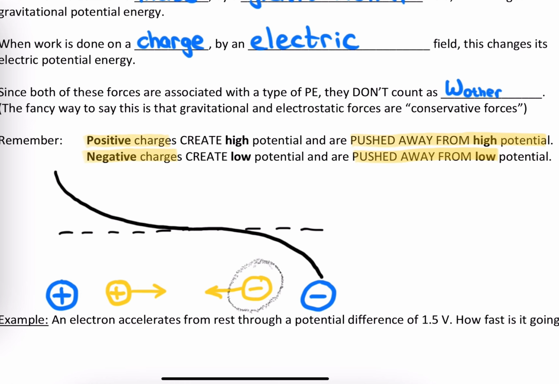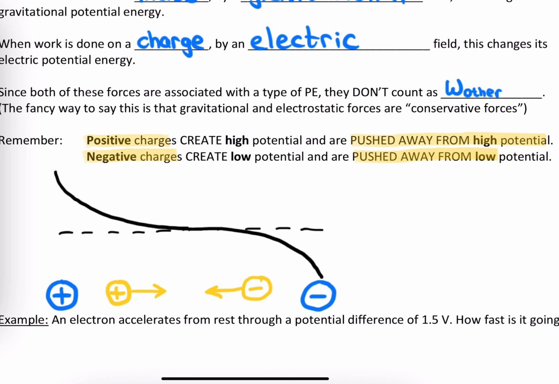So this idea of potential and positive charges creating high potential and other positive charges wanting to be pushed away from that high potential isn't totally a new idea. It still gives us the same results we knew long ago were going to happen. It's just another way of thinking about it that can be much more powerful.